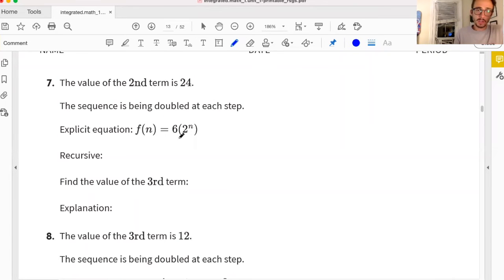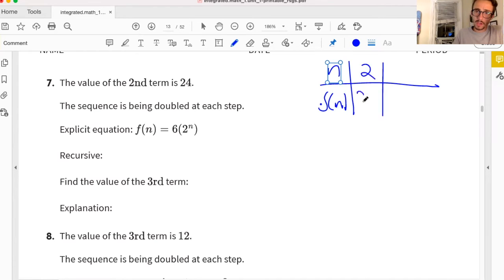Let's look at 7. This is a little bit trickier, dealing with multiplication, but nothing we can't handle. Value of the second term is 24. It's not asking us here to make a table, but you're born ready, so let's just make a quick table. On the second term, the outcome's 24. The sequence is being doubled at each step. So what does that mean? As we move to the next step, where we just add 1, so we're dealing now where n is 3, we could just double the previous amount, which was here. So if we take 24, multiply it by 2, that gets us 48, and we're feeling great.